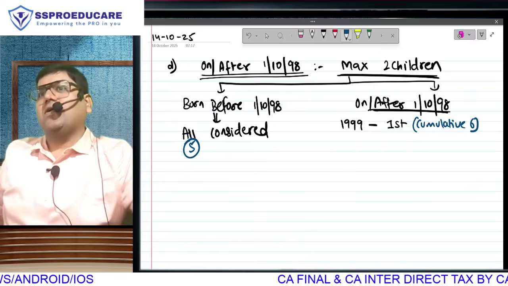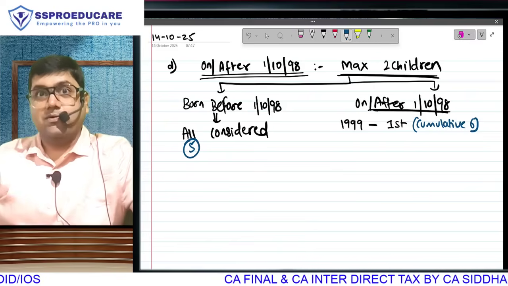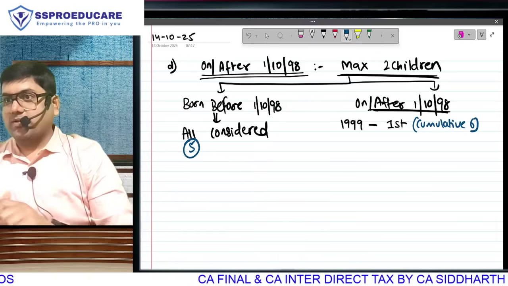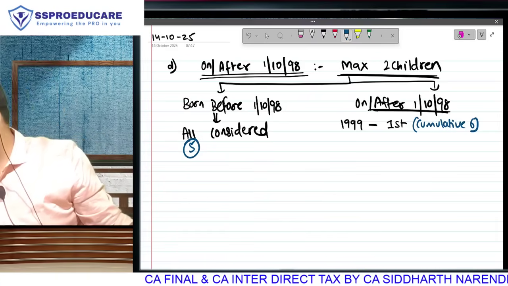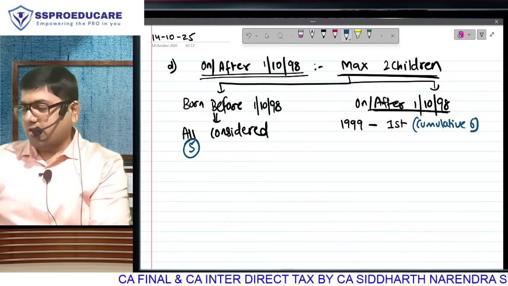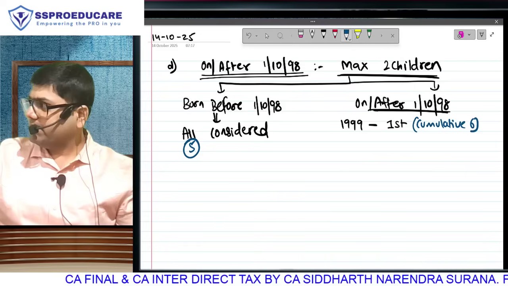Now, as per law, only one more is allowed. When I say only one more allowed, it means you can't have more than one. No. How many can you have? As many. But for exemption purposes, keep that in hand.